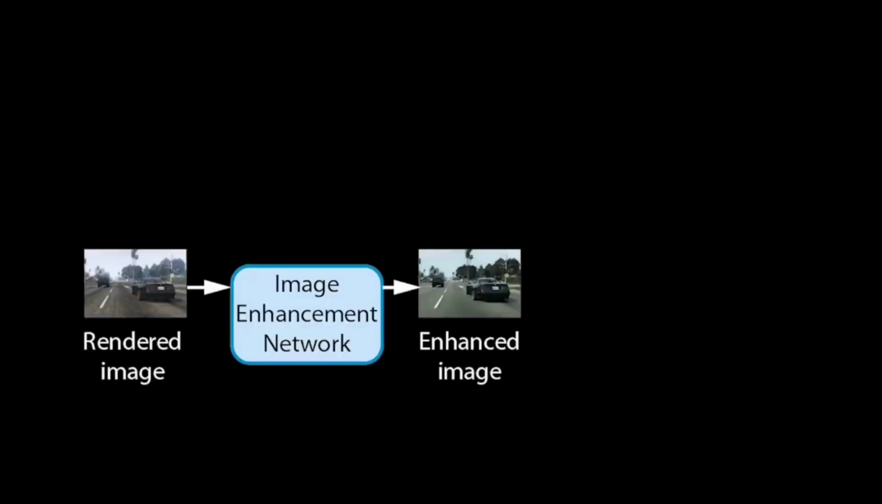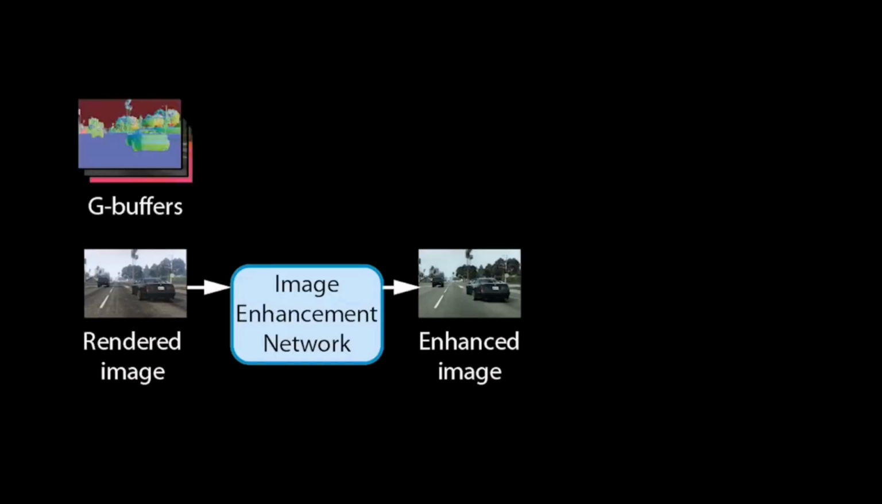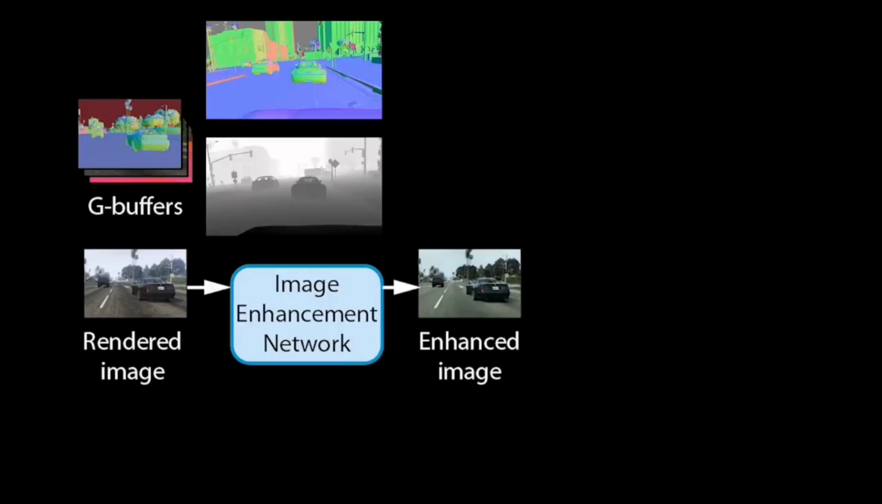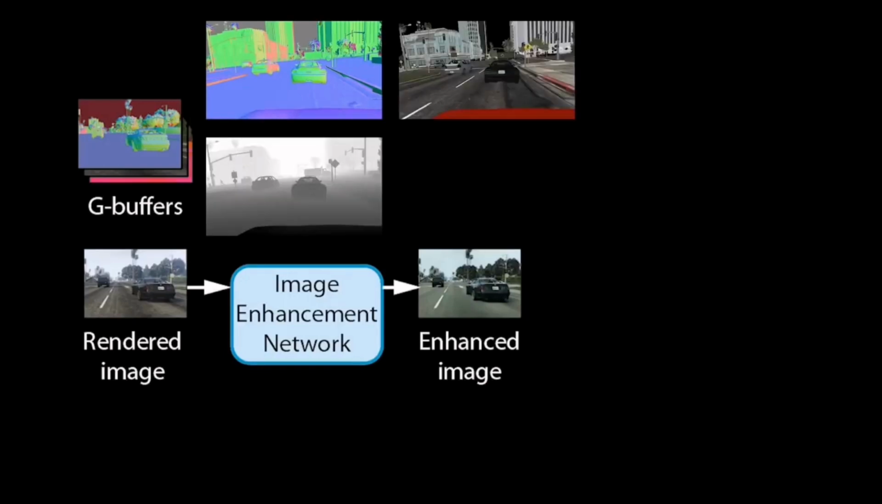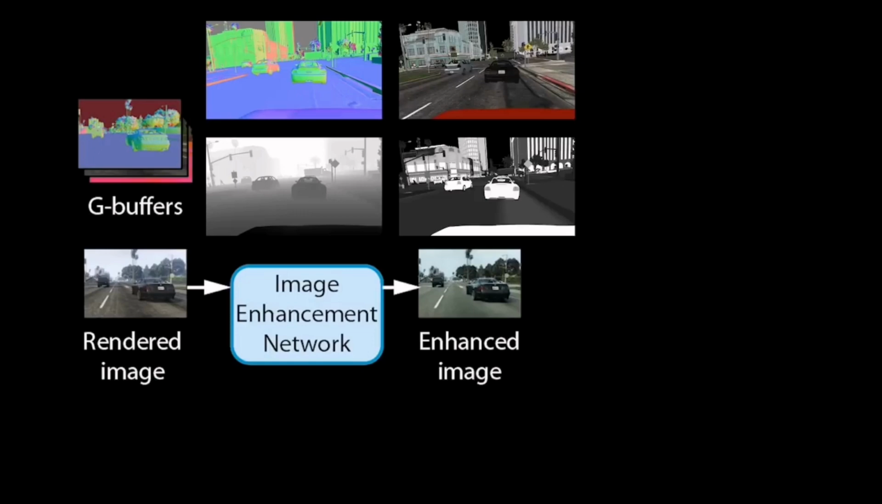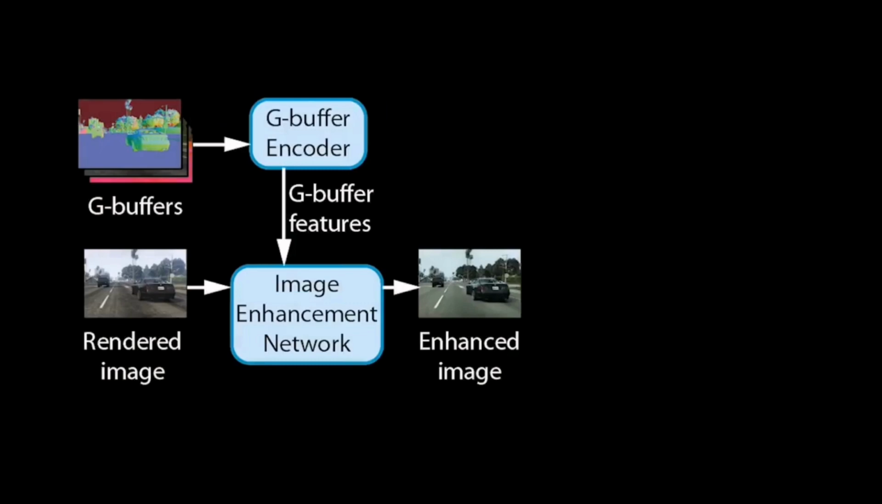Our method takes a rendered image from the game and passes it through an image enhancement network to produce an enhanced image. We further extract a set of rendering buffers, called GBuffers, produced by the game engine. GBuffers contain geometric information such as surface normals or distance to the camera, material information such as albedo or glossiness. They may also contain information about the lighting in a scene. We pass the buffers through a GBuffer encoder network to produce feature tensors at multiple scales. The tensors encode the information about the rendered scene.